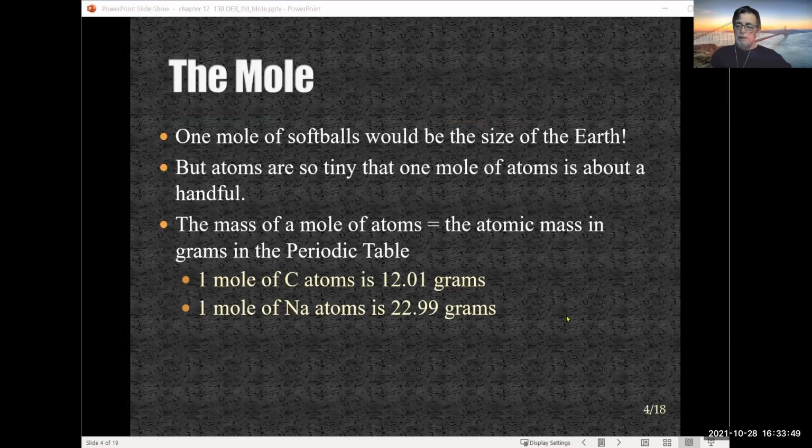A further example: if you had 1 mole of softballs, and you know the size of softballs, approximately 4 or 5 inches in diameter, ballpark, all of them together would be about the size of the Earth. That's how many you would have. Now, the mass of a mole of atoms is equal to the atomic mass in the periodic table. Let's refer to the periodic table.